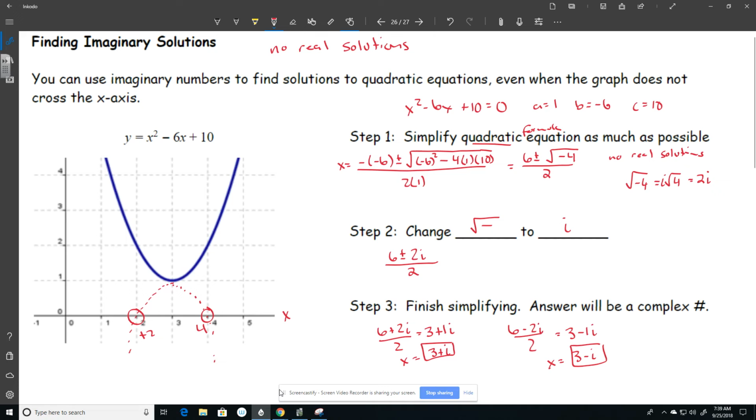Again, it's not a real solution. It is a solution. If I plug 3 plus i into this equation, I get 0. If I plug 3 minus i into this equation, I get 0. In fact, I challenge you to plug those in and try to FOIL and distribute and work that out and see how you end up with 0. Okay?